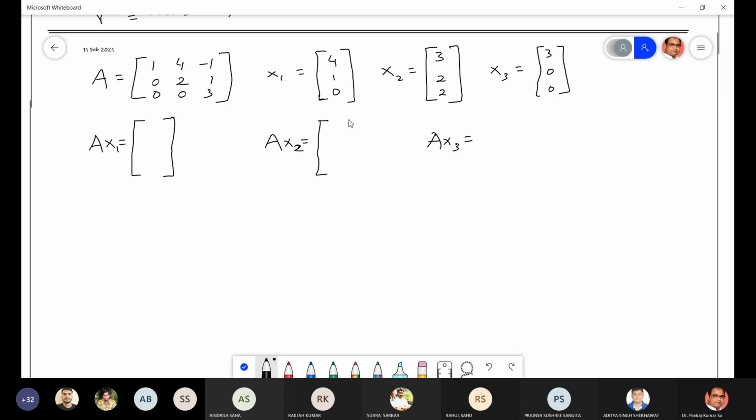The first one: (1, 4, -1) times (4, 1, 0). Four plus four, that is 8. Next one is 0 actually, so 8. Then you have 0 times 4, 2 times 1, 1 times 0, that is 2. Then you have 0.